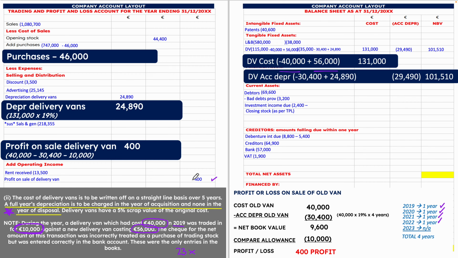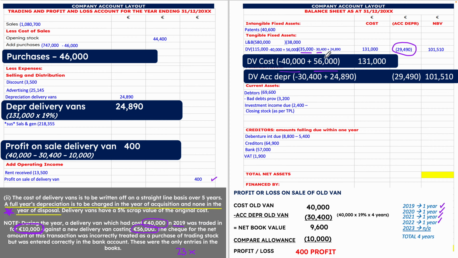Now, last thing we have to do is the accumulated depreciation then of our vans. So we own 131,000 worth of vans now, and what we need to do is find out how much depreciation has been charged on those vans that were bought for 131. So we had 35,000 from the trial balance, right?